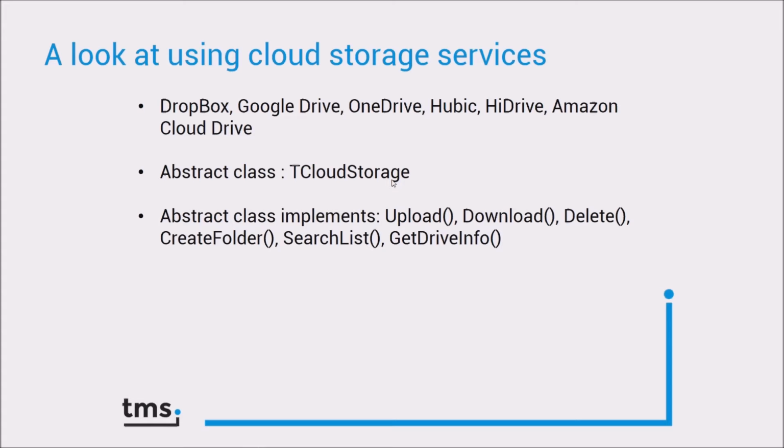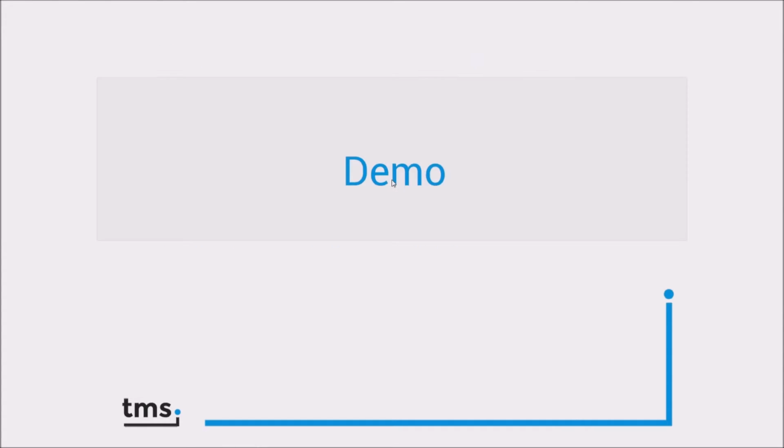This abstract class implements the usual functions that we need to access a cloud storage service: upload, download, delete a file, create a folder, search for a file, and get the full cloud drive information. For each cloud storage service, we have a class descending from this abstract class TCloudStorage, which implements the specifics for Dropbox, Google Drive, OneDrive, etc.